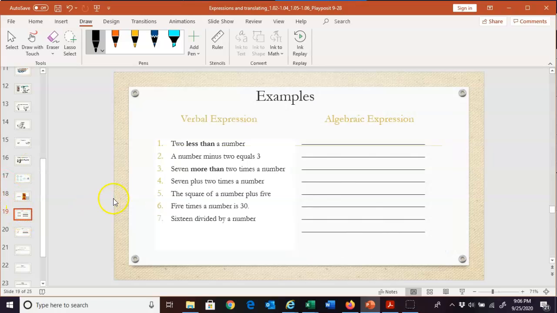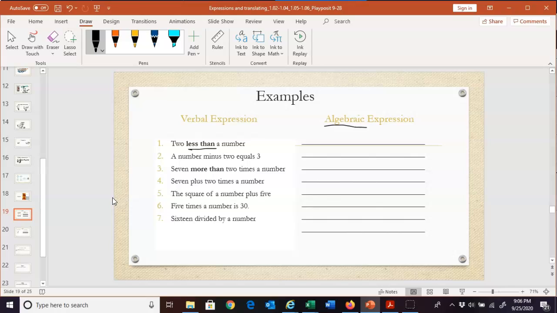Let's do it. So we're going to translate verbal expressions over to algebraic expressions. So this fancy word algebraic means we're just going to use some numbers and symbols instead of words. So this first one here, 2 less than a number. So we learned in the last slide, the clue for less than is definitely going to be minus, right? We're going to subtract.